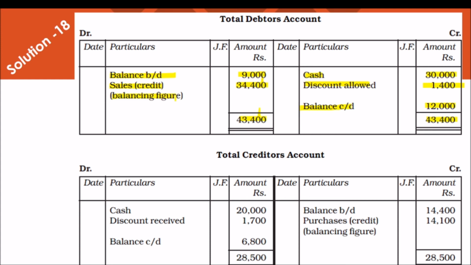That amount will be recorded in the trading account as credit sales. And another account, the total creditors account, is prepared to find out the value of credit purchase. To find out the value of credit purchase, we are using the account known as the total creditors account.